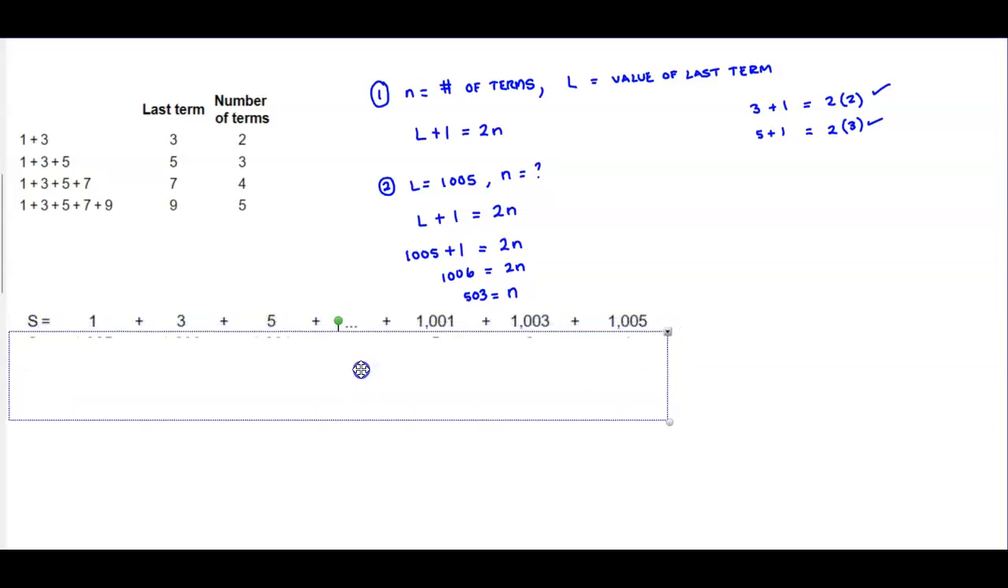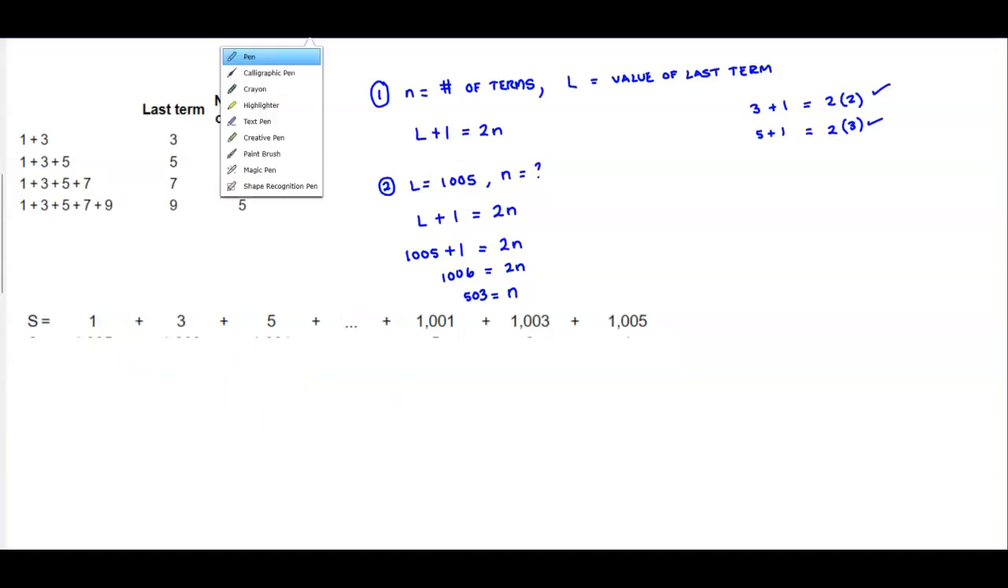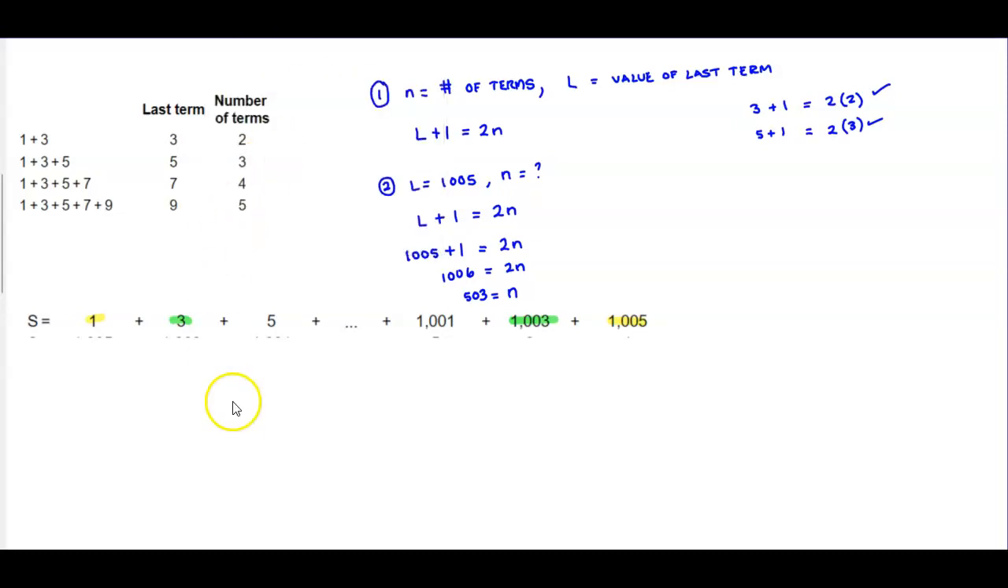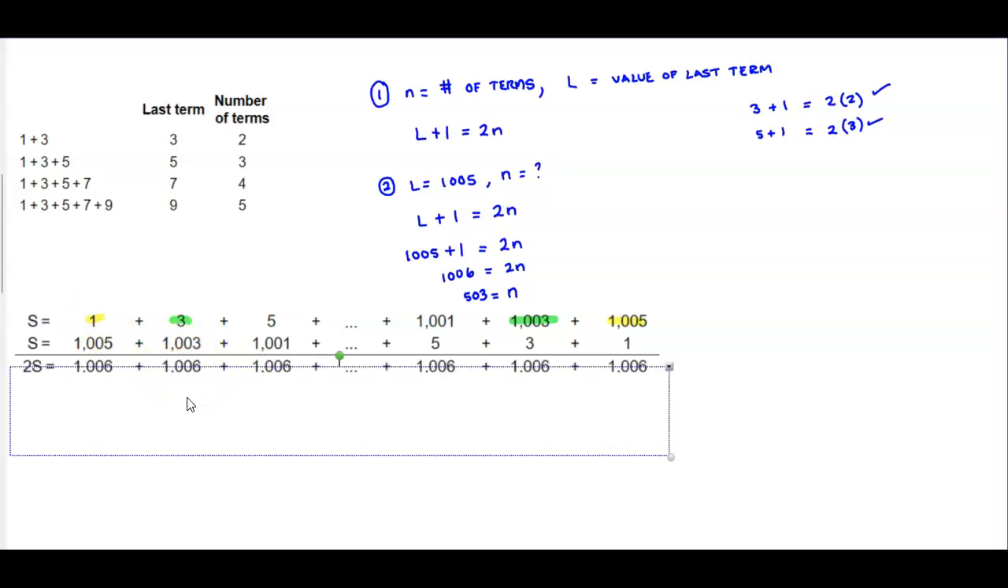Okay, so recall that S was equal to 1 plus 3, and if you remember here, like we did before, if we add the first term with the last term, that gives us 1006. If we add the second term to the second to the last term, again, that's going to give us 1006. Okay, so if we write it backwards, you can see that we get 1005 plus 1, 1003 plus 3. And so what does that give us? That gives us the following.